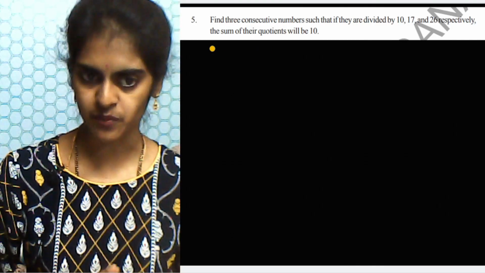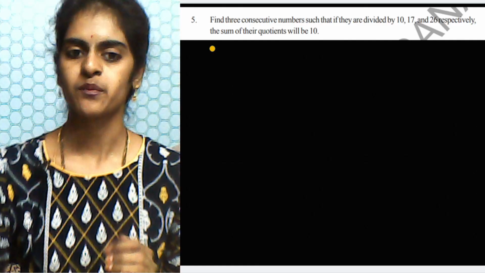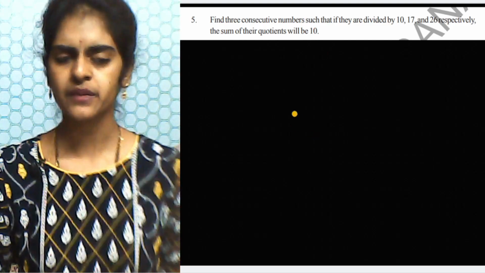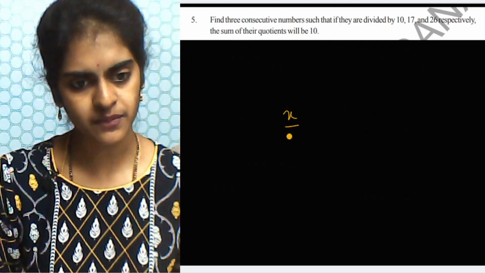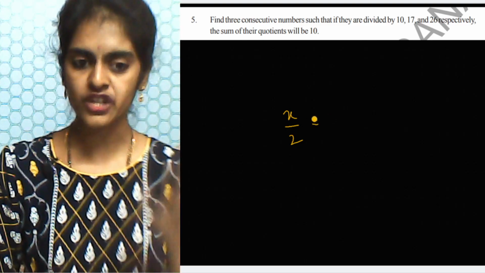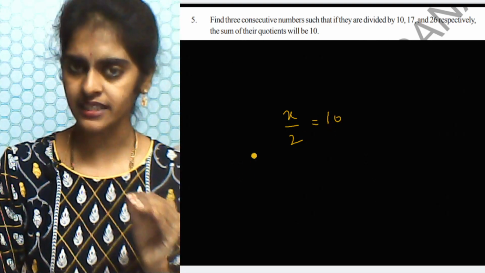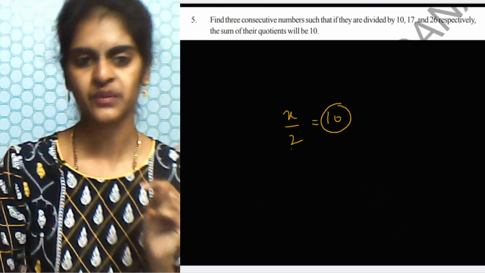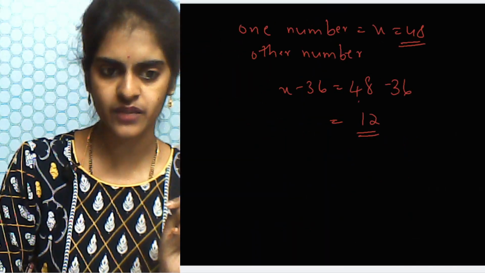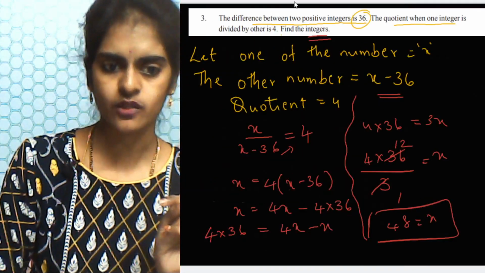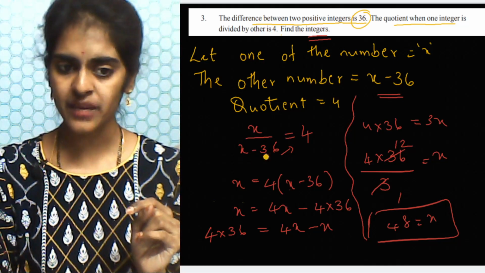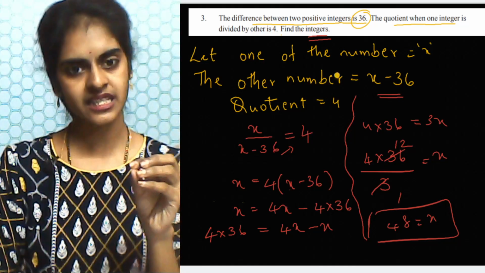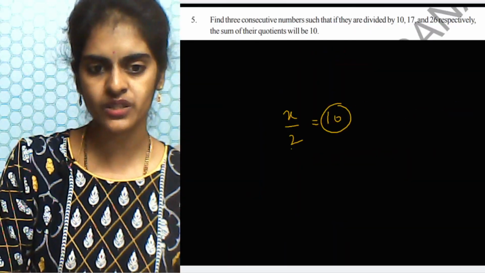Find 3 consecutive numbers such that if they are divided by 10, 17, 26 respectively, the sum of their quotients will be 10. Now in the previous problem also I told you, if the quotient is 10, that means if you divide x by 2, the answer is 10, isn't it? We did a similar problem in this way. Here we did x by x minus 36 is 4. The quotient is given as 4, so you write that dividing these two, the answer is 4. So the same logic we are going to use now here.